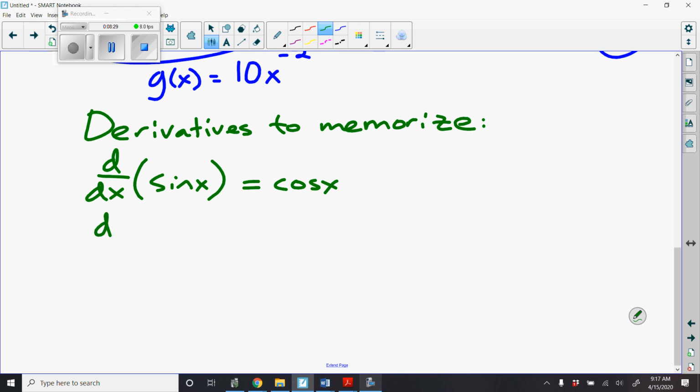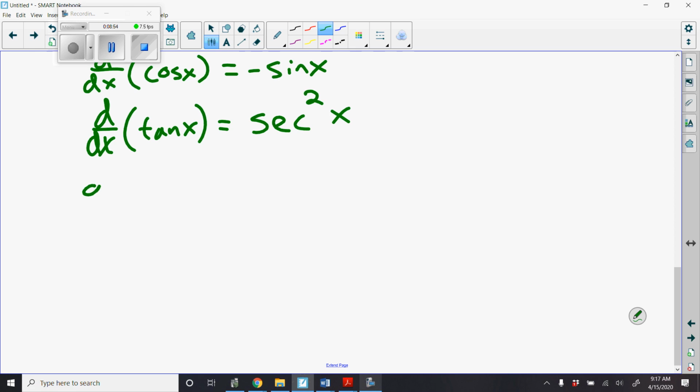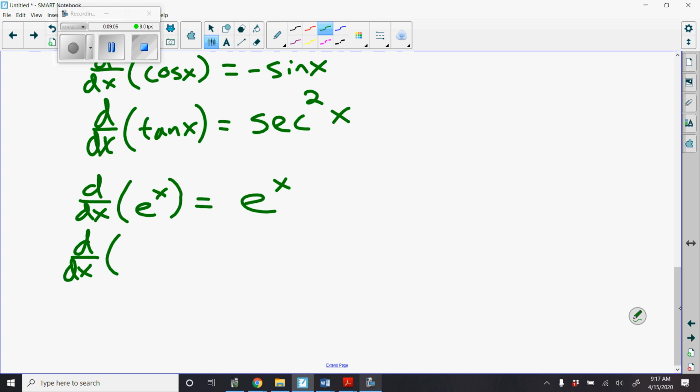Derivative of cosine is negative sine. Derivative of tangent is secant squared x. What are some other ones that show up all the time? Well, we've got the derivative of e to the x. It's e to the x, that's an easy one. Derivative of ln x is 1 over x.